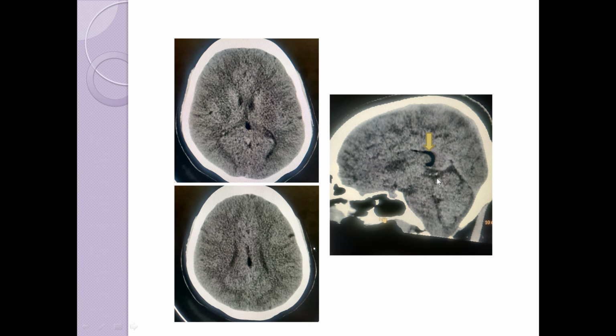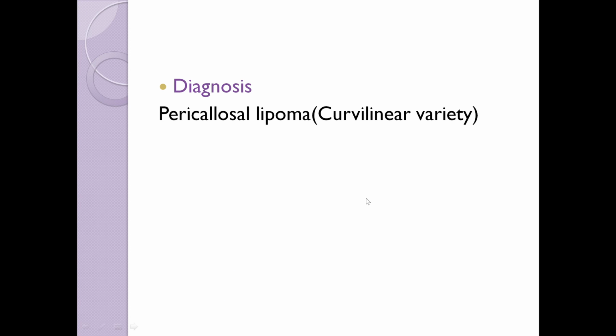So what is the diagnosis? Diagnosis is pericallosal lipoma of curvilinear variety. Here in this case, there is no differential diagnosis because it is a spotter case for the postgraduate examination.